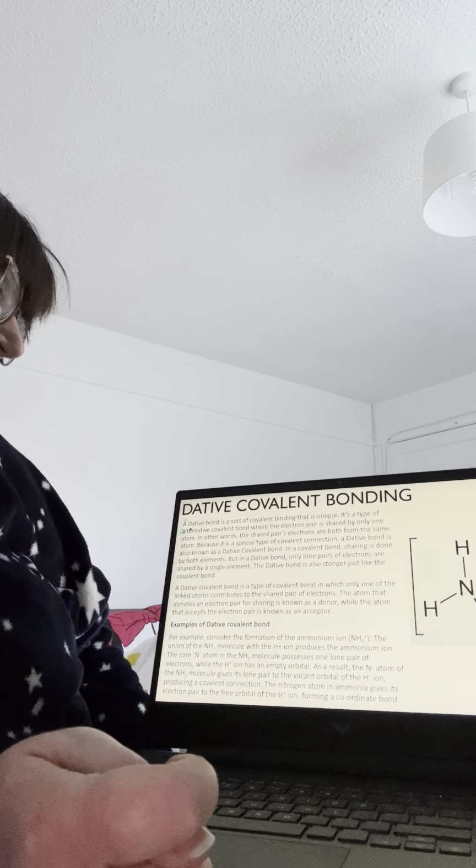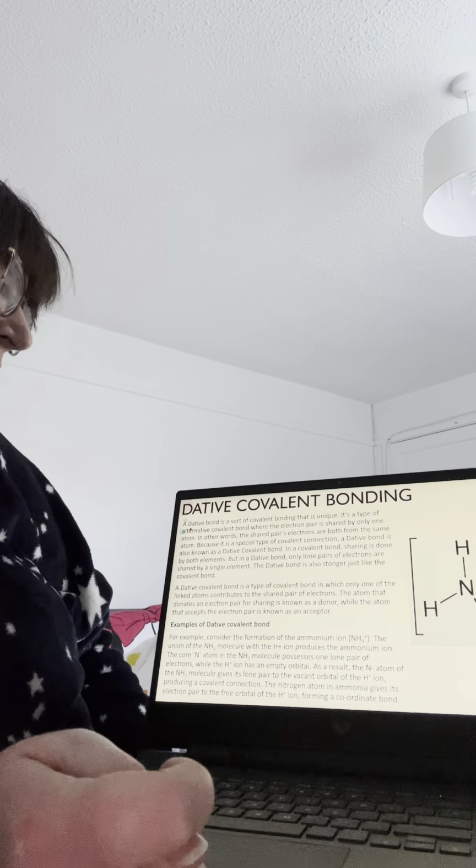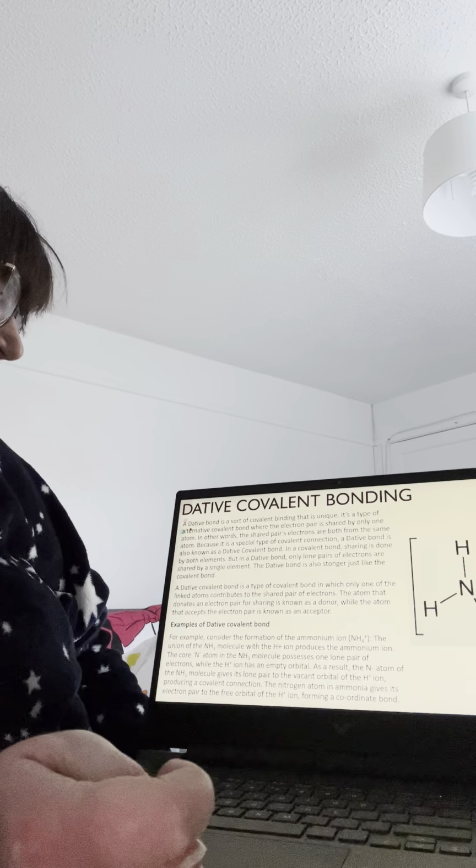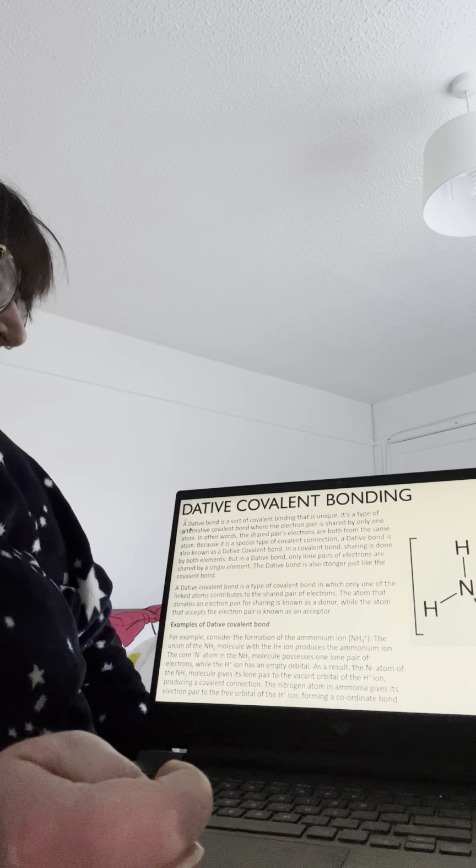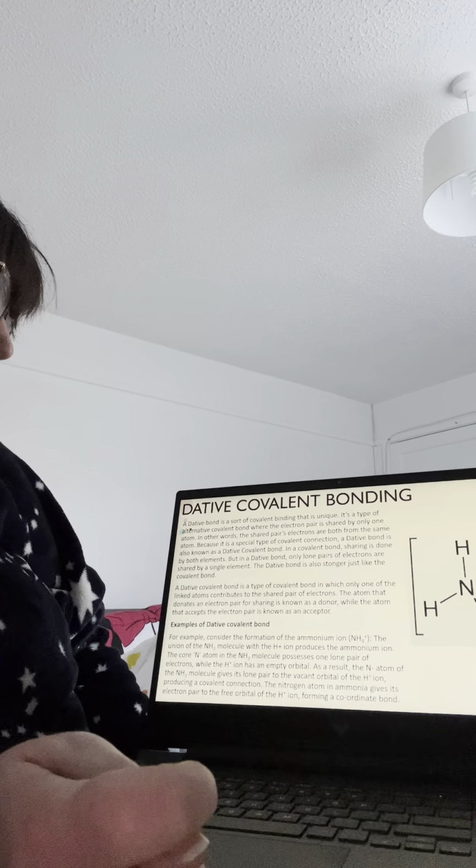In a covalent bond, sharing is done by both elements, but in a dative bond, only lone pairs of electrons are shared by a single element. The dative bond is also stronger, just like the covalent bond.